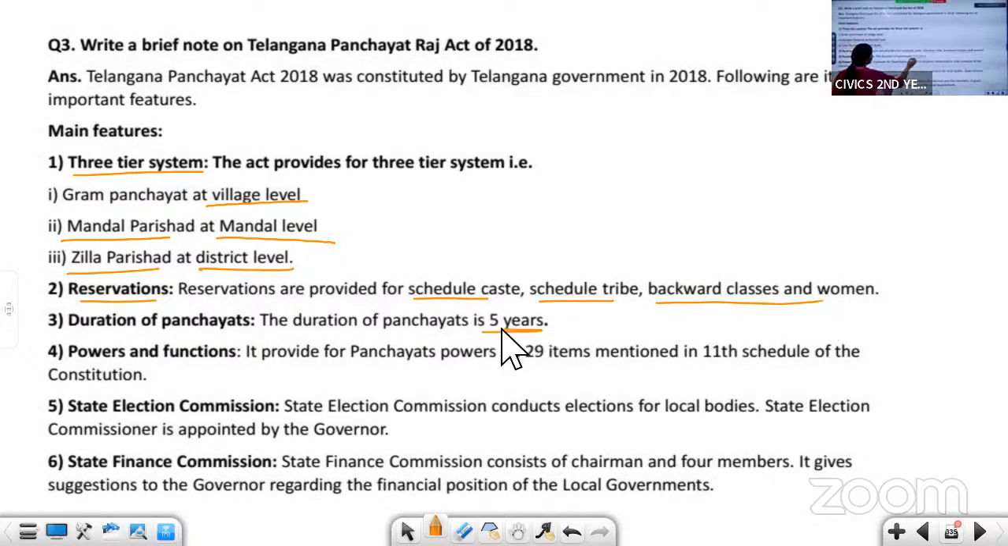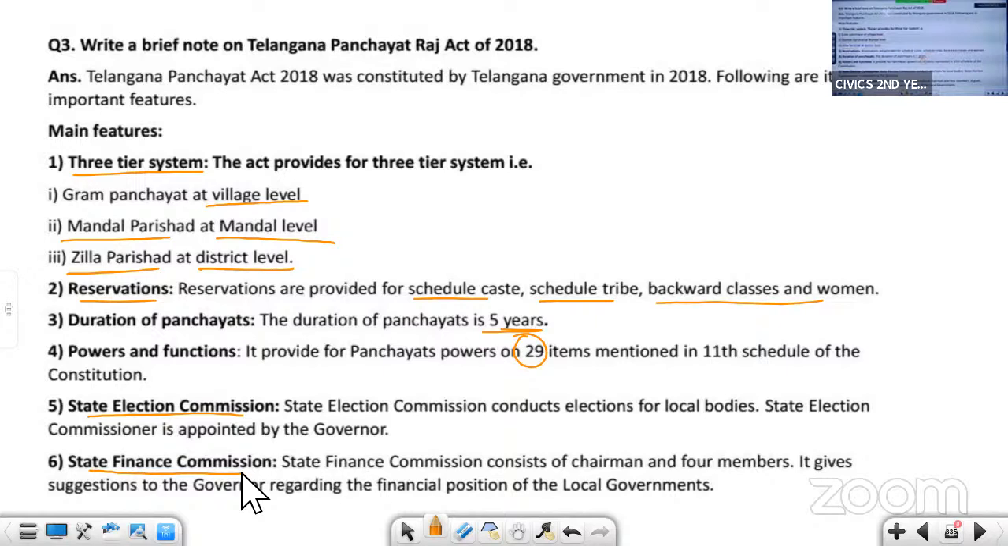Duration of Panchayat is 5 years and it has power to make laws on the 29 items mentioned in the 11th schedule of the Constitution. State Election Commission will make the arrangements for the elections and Finance Commission will review the financial position. Same, your 73rd Amendment Act is your Telangana Panchayat Raj Act.